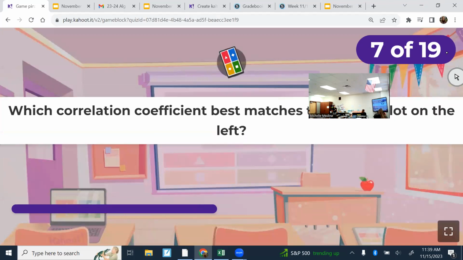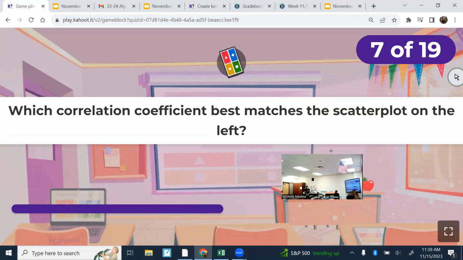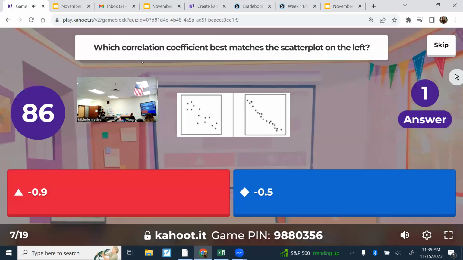Okay, so then next one. Which correlation coefficient best matches the scatter plot on the left? So on the left, that scatter plot, what correlation coefficient best matches it? Okay.